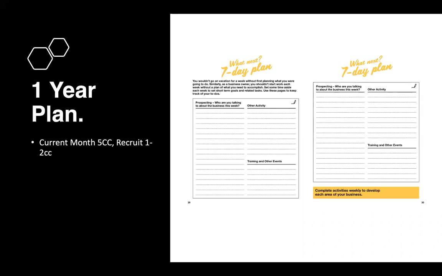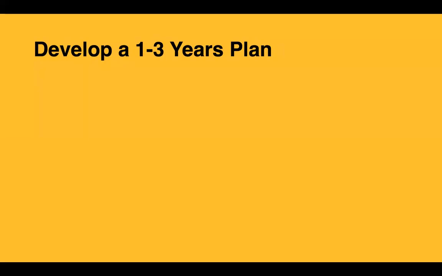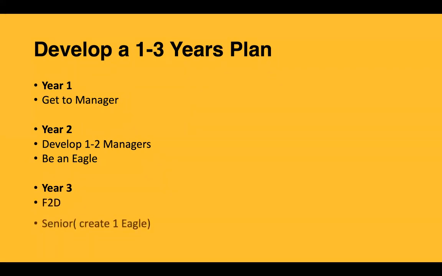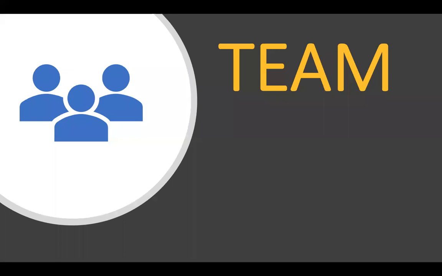So guys, let us think big. Let us maximize on this. Let us focus on this. Let us remember the 1 to 3 years plan. Get to manager. Year 2, develop 1 to 2 managers. Be an ego manager. Let us remember this plan. Year 3, forever to drive, senior manager by creating an ego, and of course, chairman's bonus. When you think in this way, when you think in 3 years, then you'll definitely realize that it is possible.